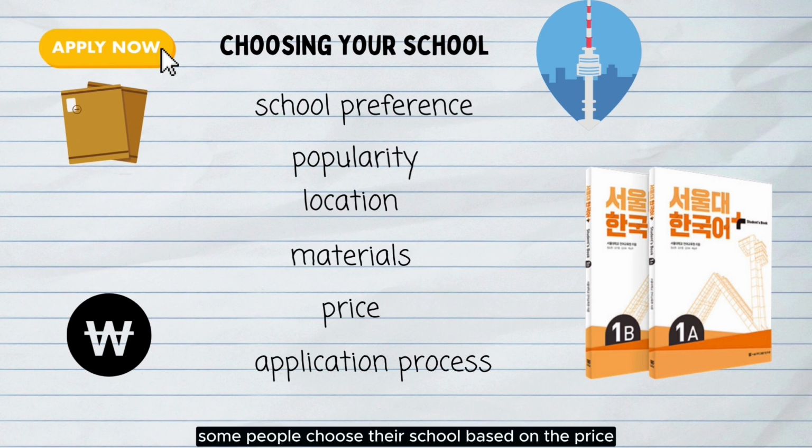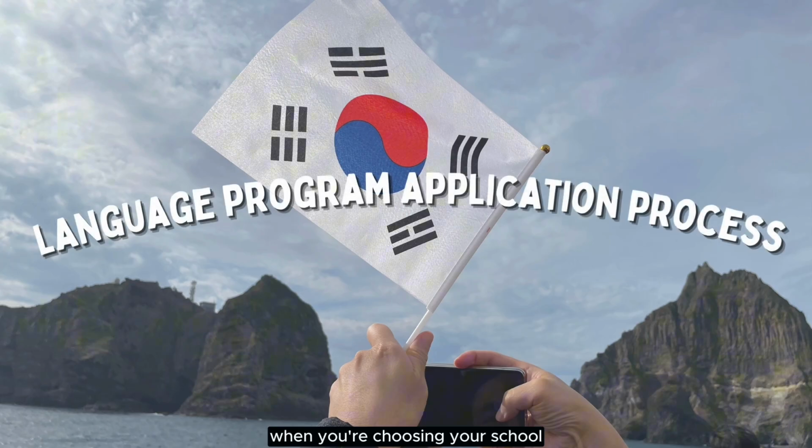Some people choose their school based on the price, so this price doesn't differ very much between schools, but some schools are cheaper than other schools. And lastly, some people choose their school based on the application process. Some schools have a completely online application process, which is a little bit easier in my opinion, while some schools you actually have to send physical copies of your documents to the school, which is a little bit harder in my opinion. So yeah, these are all things to think about when you're choosing your school.